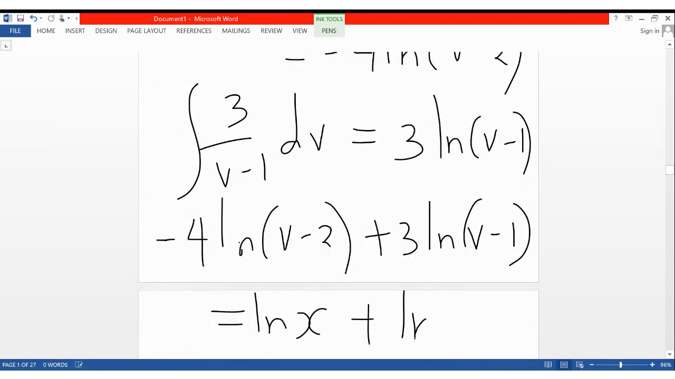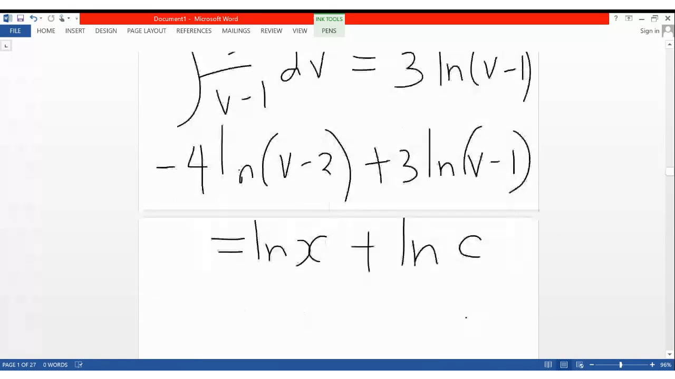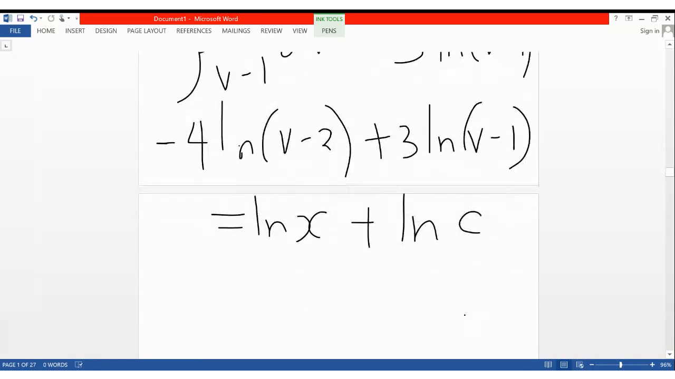Now using some laws of logarithms, because we have logarithms everywhere, we can combine all this. So this one here, the first one here, I'll have the same as ln.